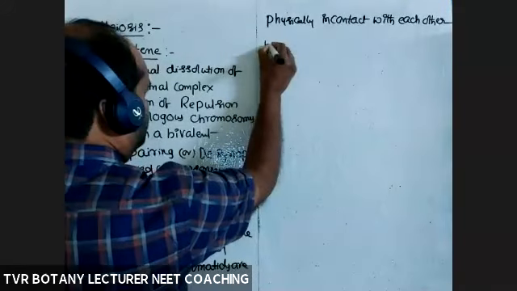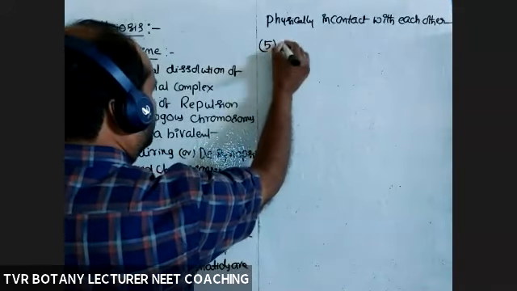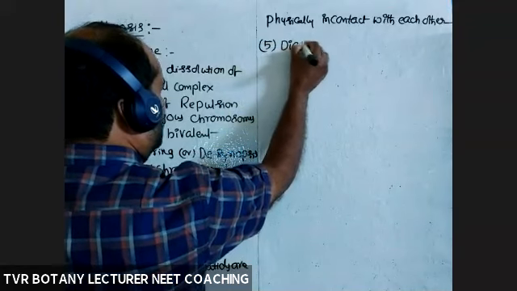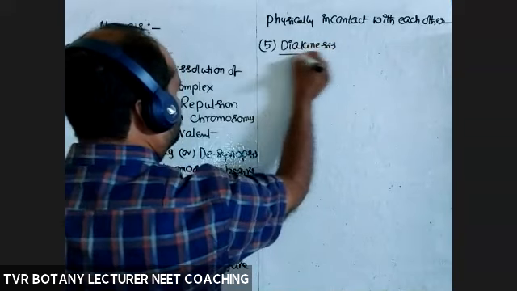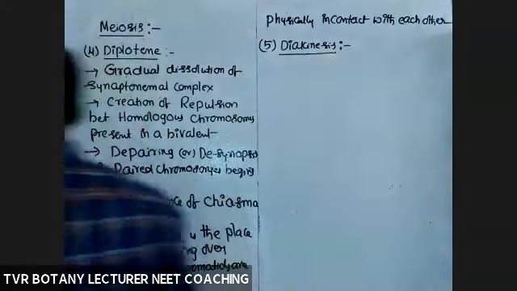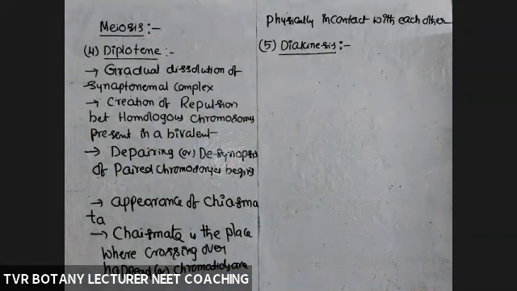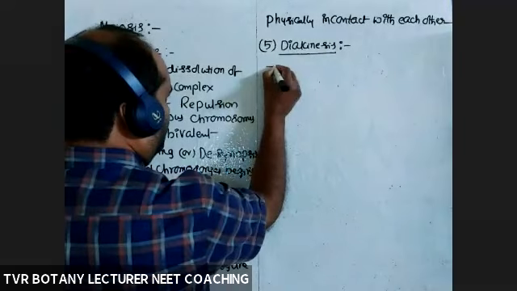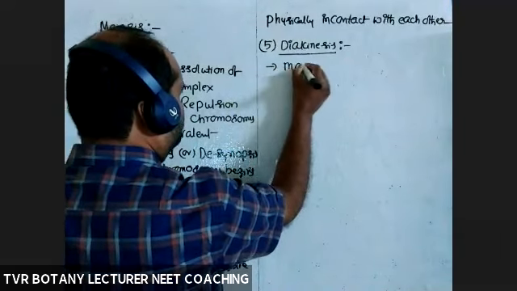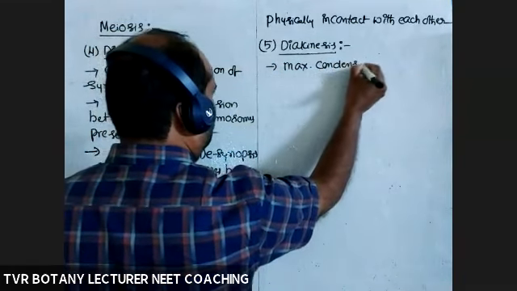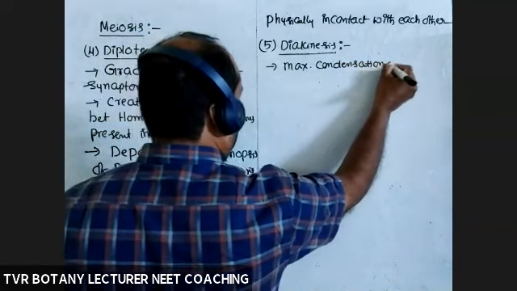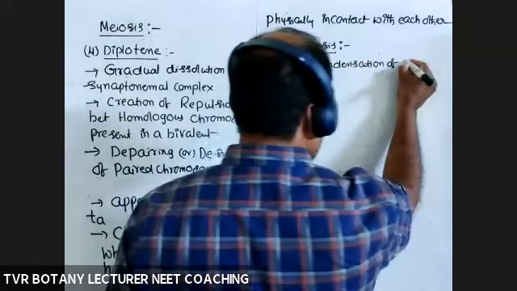Next, the last subphase of prophase 1, that is diakinesis. Dia means division of the nucleus is going to be initiated, diakinesis. So what about diakinesis? First one, maximum condensation of chromosome.